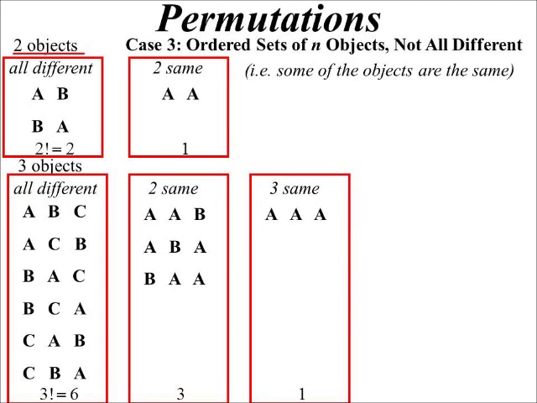So if all 3 are the same, we're not going to divide by 3, but divide by 3 factorial. We should end up with just one case, which obviously we do: 1, 1, 1. So it does appear to be that what we divide by is however many are the same, that factorial. Let's check it out with 4 objects and confirm that that does work.